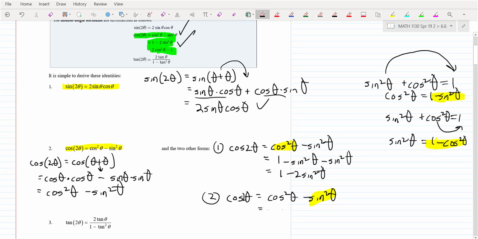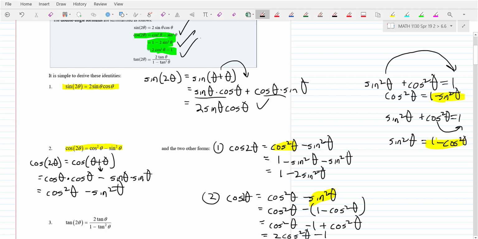So we get cosine squared theta minus parentheses 1 minus cosine squared theta, and then just do a little basic algebra, and you get the third form of this identity. So you would get cosine squared theta minus 1 plus cosine squared theta, distributing the negative through. You have like terms. Cosine squared plus cosine squared is 2 cosine squared theta minus 1. So that gives you that third form.